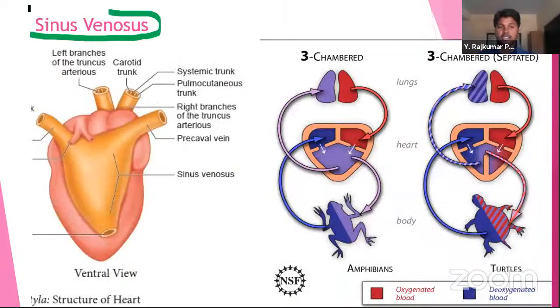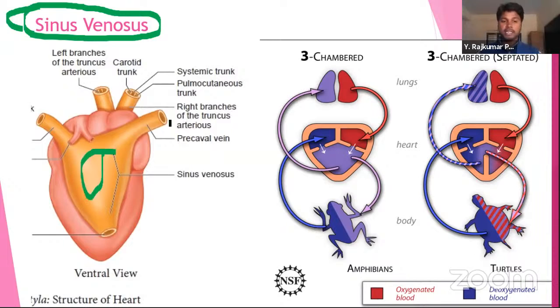Let's learn about what is sinus venosus. Okay. So in the amphibians, and whenever you are learning about amphibians and reptiles, you find the sinus venosus. You can see the structure here. This is the sinus venosus, which receives the blood from the veins. Okay, and this is connected to the heart.